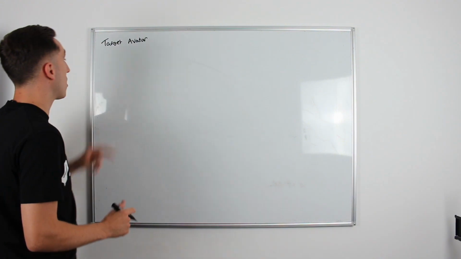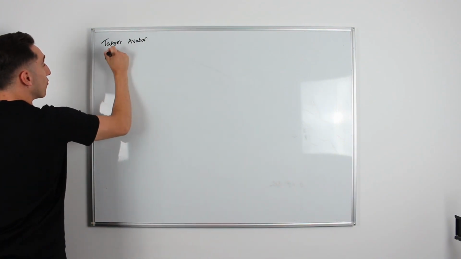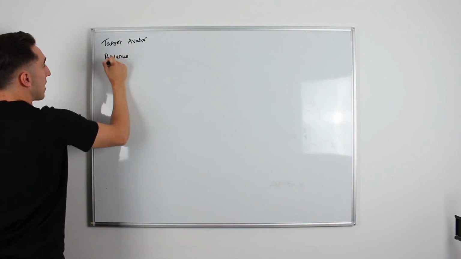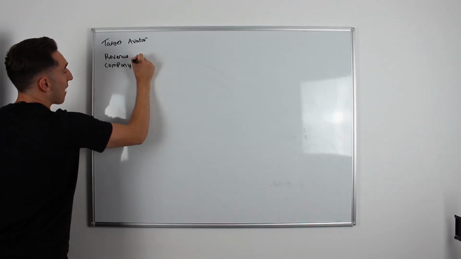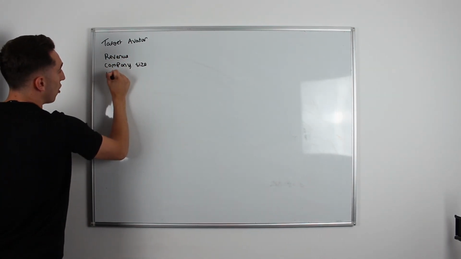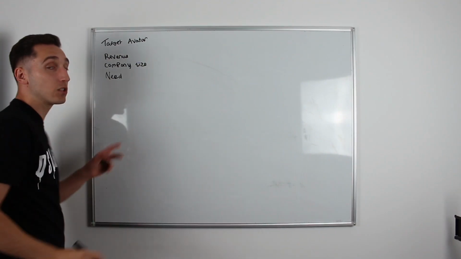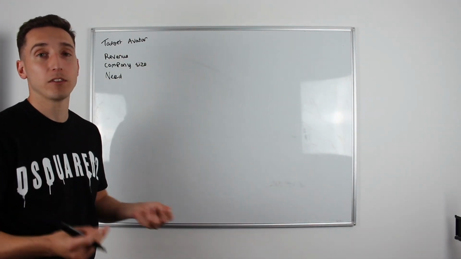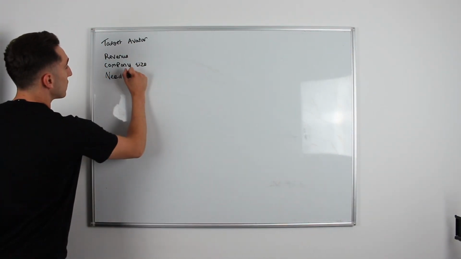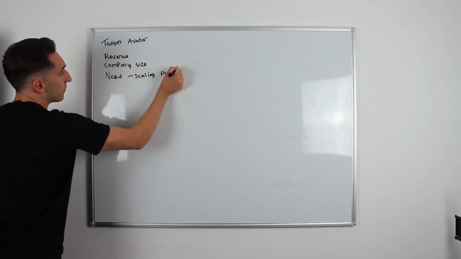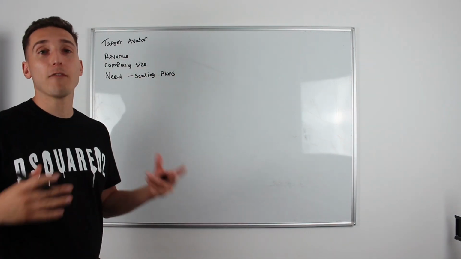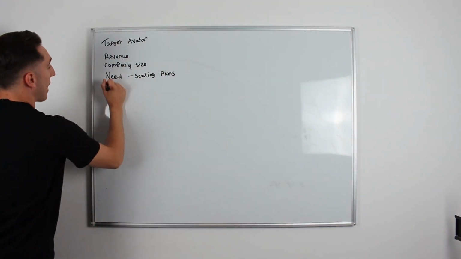We need to build out a target avatar to understand their revenue. We need to understand their company size. We need to make sure that they actually have a need, not a want, okay, a need. Hence why we make such an emphasis on revenue generation. Do they have scaling plans? Okay, and other elements where we're looking at buyer behavior.